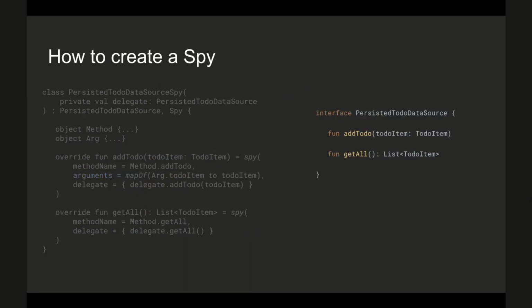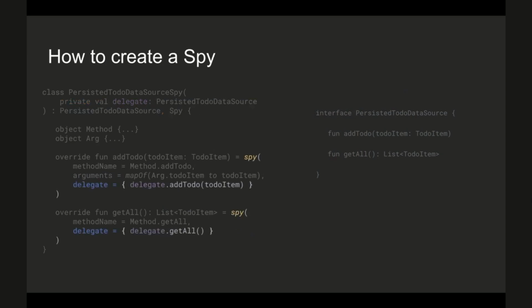Then we can see how to create a spy instead. A spy is similar to a mock. Let's have a look at our persistent to-do data source object. The difference here is that you have to use spy instead of mock. And the other key component is the delegate. A spy by default is delegating the logic to the real implementation. So you need to provide the real implementation as a dependency of your spy object.